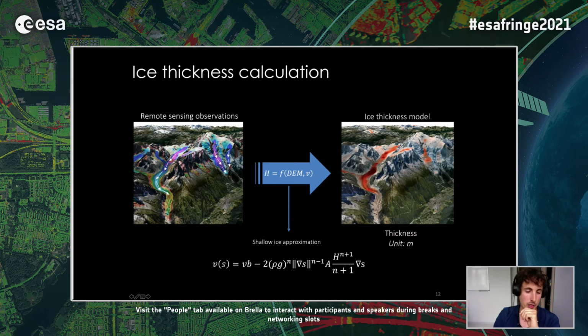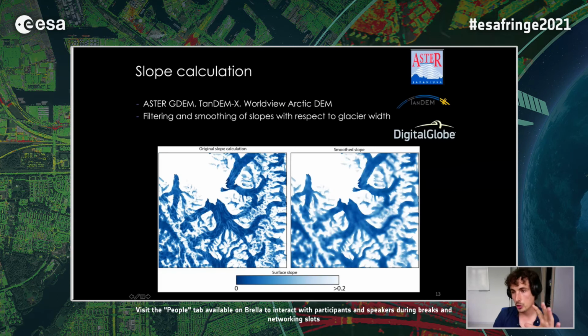So we use the surface velocity here as an input for the surface slope. We use a combination, again, of optical and radar data. We use a combination of the ASTER global DEM and the TanDEM-X global DEM. Basically, what we do is that we calculate the slope roughness, and we combine the two DEMs so that we have the slope with the smallest roughness. And in the Arctic, we use, of course, the WorldView ArcticDEM.